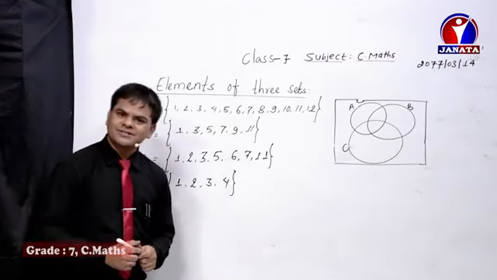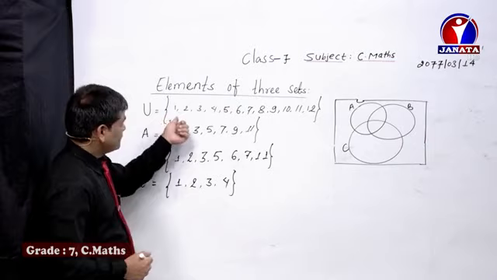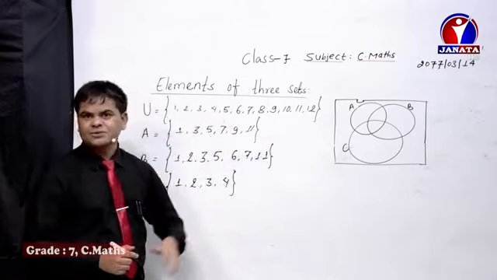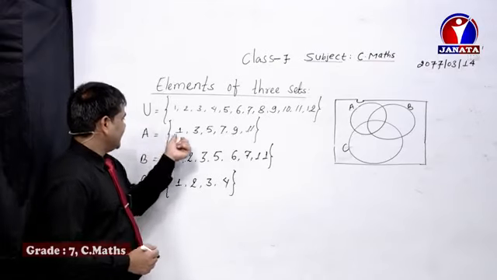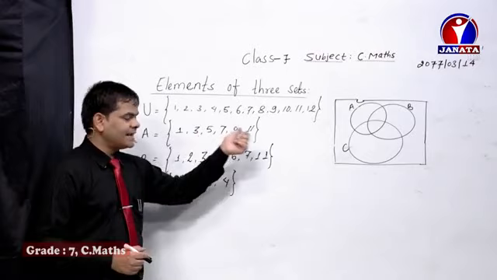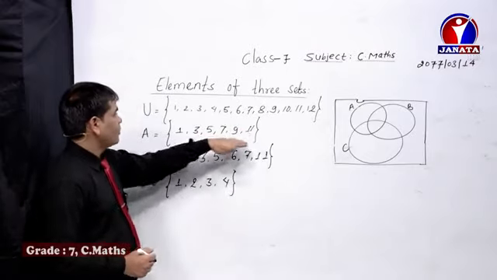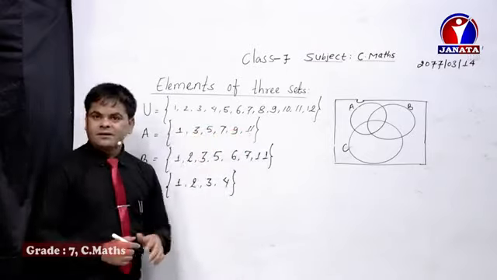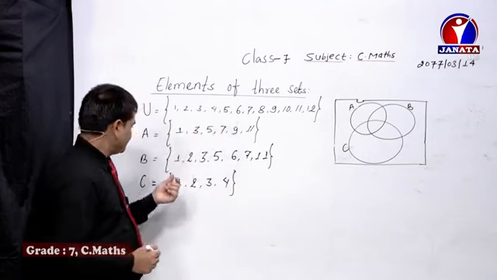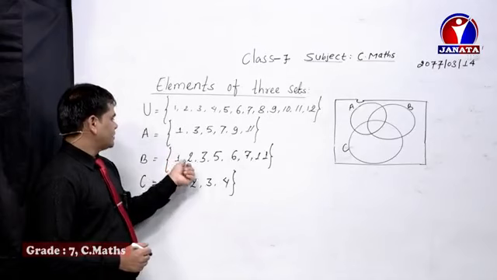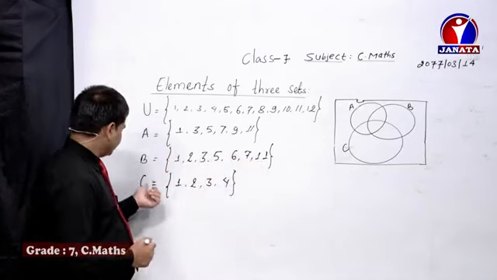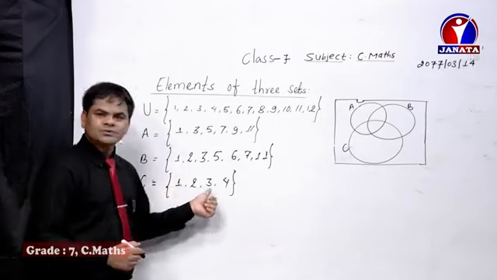In the case of the universal set, dear students, I have kept the natural numbers from 1 to 12: 1, 2, 3, 4, and so on up to 12. And then in set A, there are the elements 1, 3, 5, 7, 9 and 11. These are the odd numbers contained in the universal set. In set B, I have kept 1, 2, 3, 5, 6, 7, 11. And in set C, I have kept 1, 2, 3, 4.